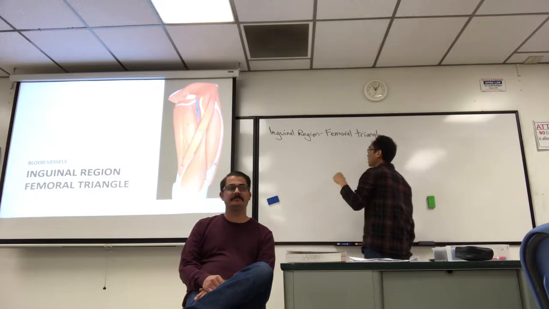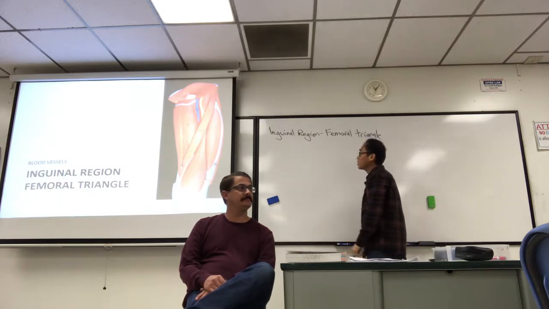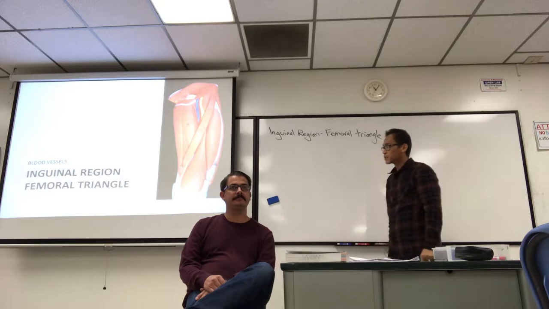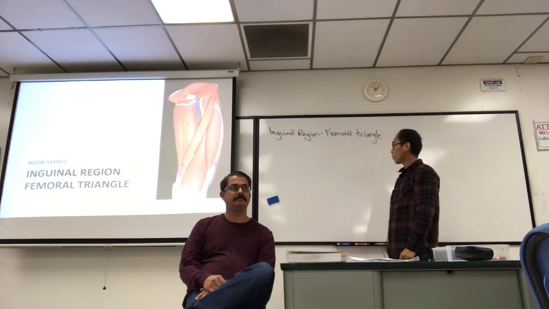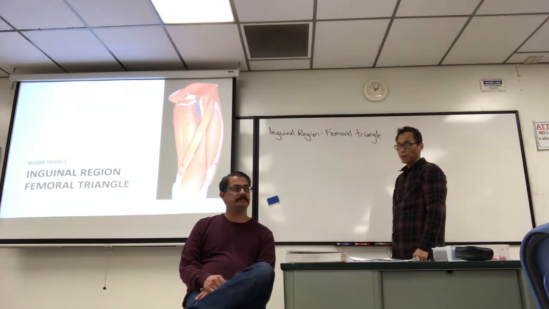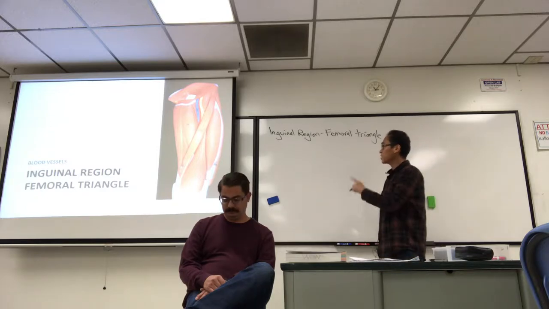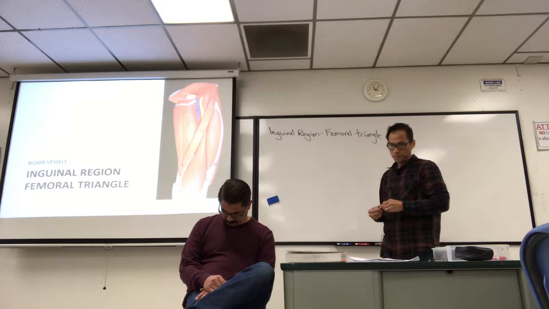How do we get started? This is where we left off. We'll do the groin region. We're going to focus on the arteries and veins of the lower extremity, and we'll start with the most proximal part, the groin area, and specifically the femoral triangle.